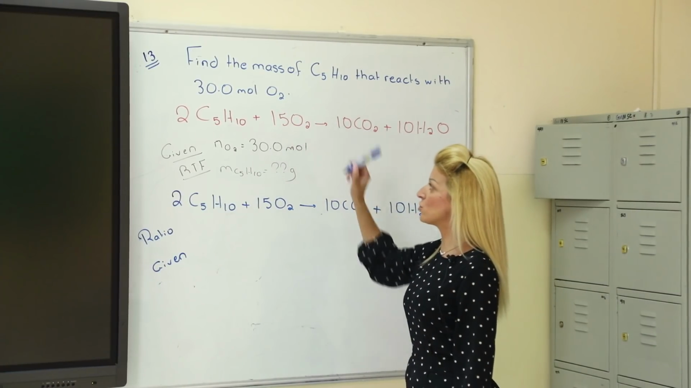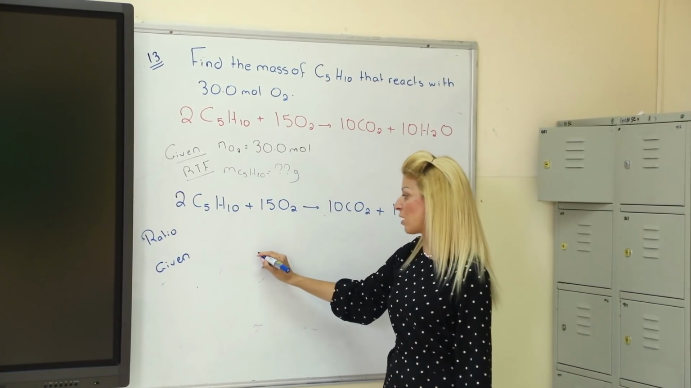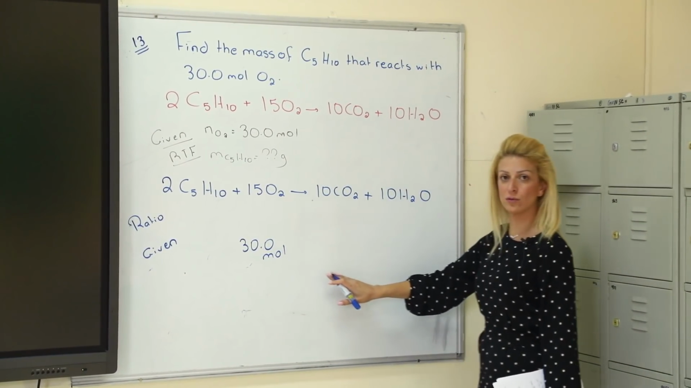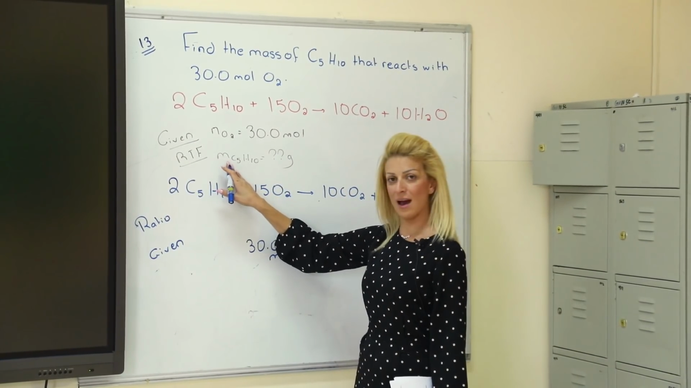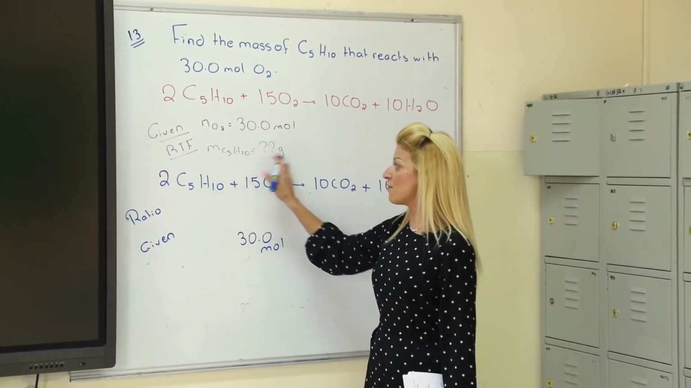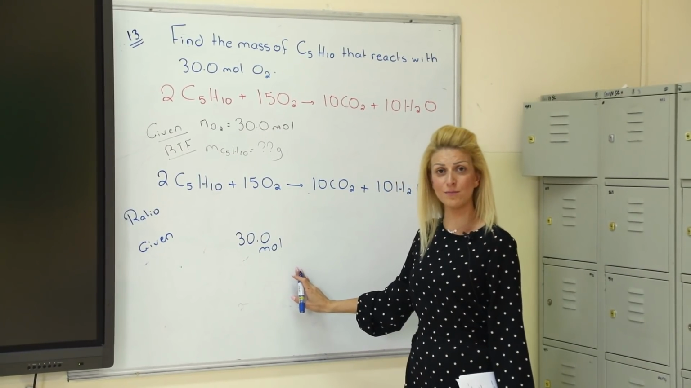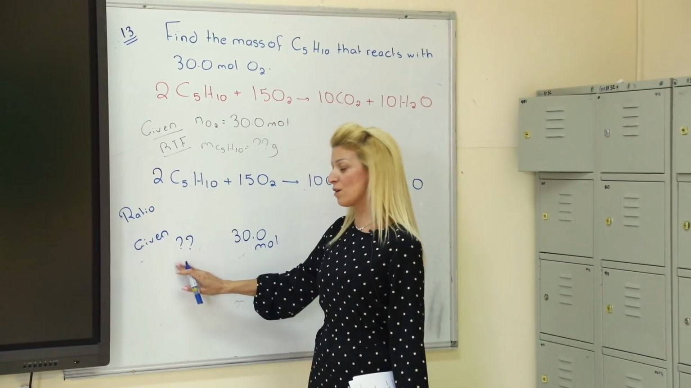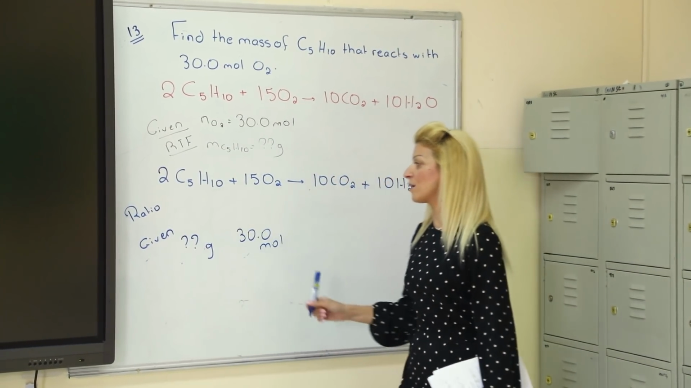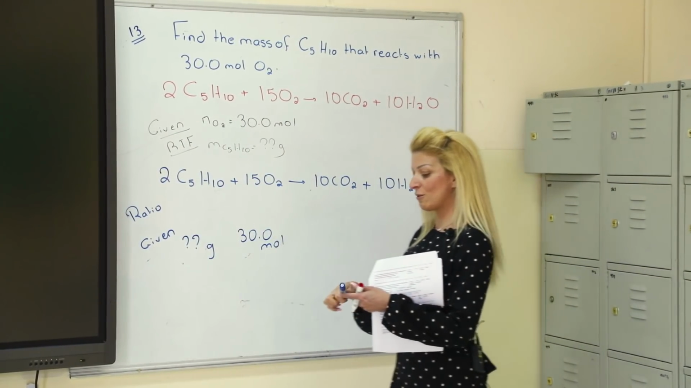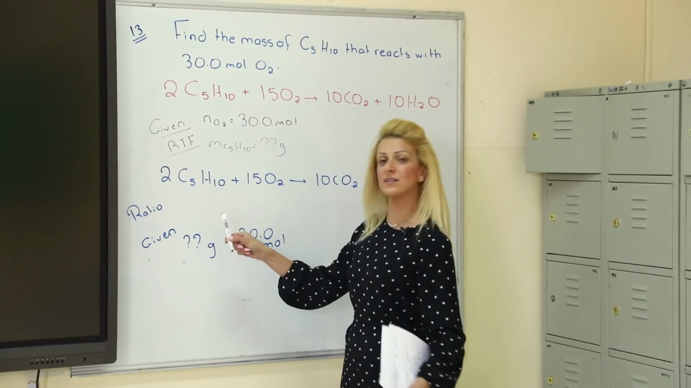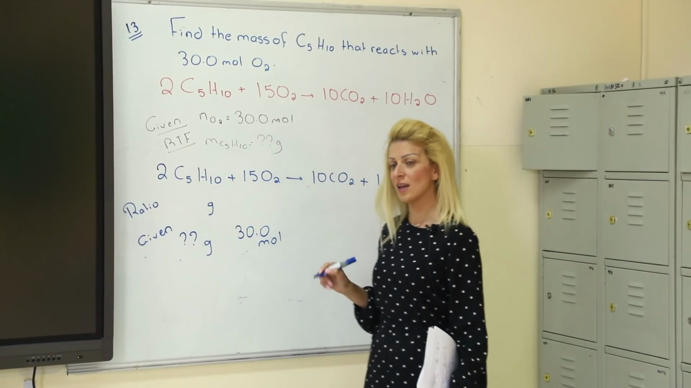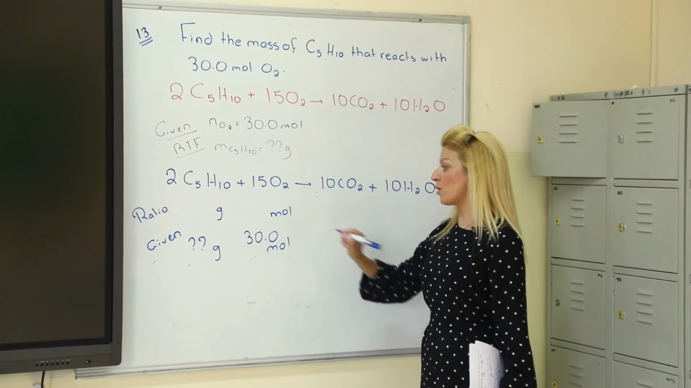So the given from our original question is 30.0 moles of O2. So under O2, I will write 30.0 moles. We are required to find the mass, so grams, of C5H10 that is needed to react with this many moles of oxygen. So under C5H10, I'll write a question mark, how many grams, because we are required to find the mass. From our balanced equation, we write the ratio in the same units. So for C5H10, we want to write its mass, and for O2, we want to write the number of moles.